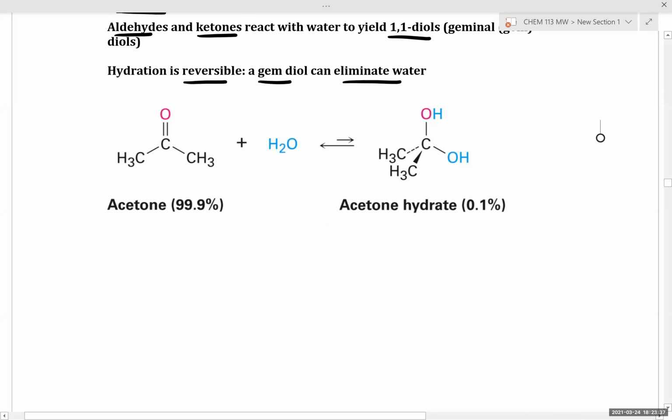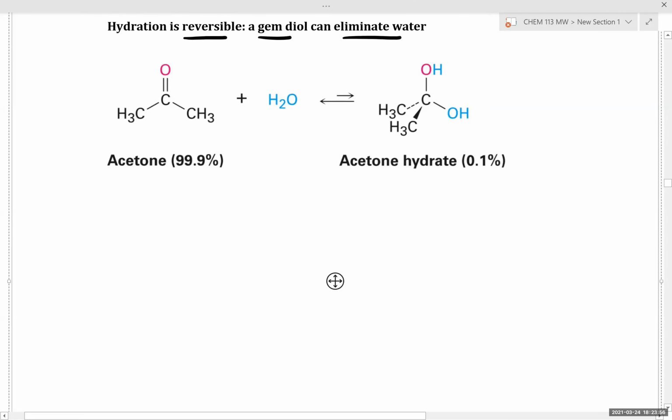This hydration is reversible, and a geminal diol can easily eliminate water. So I want you just to note, the hydrate is generally not isolable for most of these aldehydes and ketones. Generally, the ketone or aldehyde form is preferred. The equilibrium massively favors the parent ketone or aldehyde. So just to draw up the mechanism for this reaction.